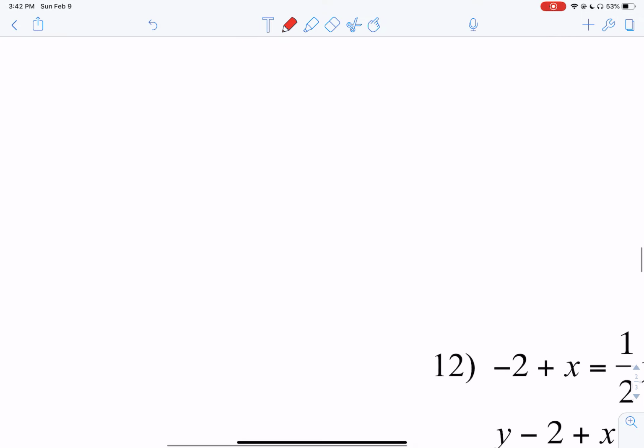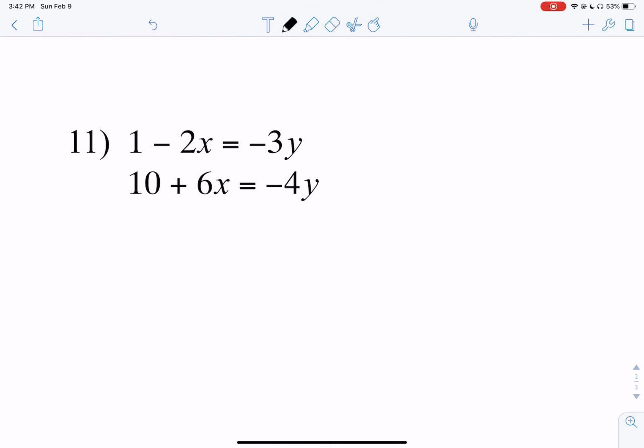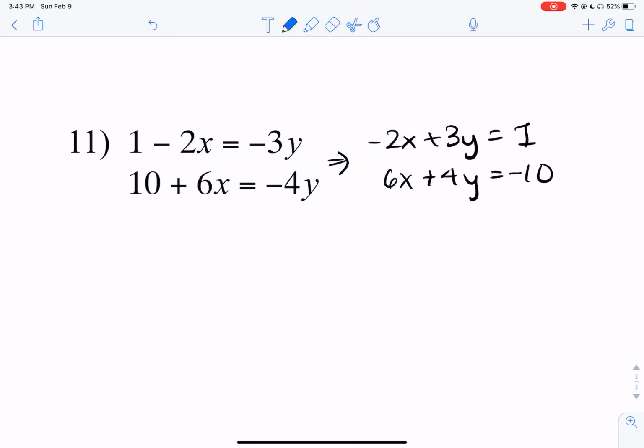All right, so now for the last two for number 11, we would rewrite, moving things to the opposite sides, the 1 and the 3y, and we would end up with this. And for the bottom equation, moving things to the opposite sides, we would end up with this.